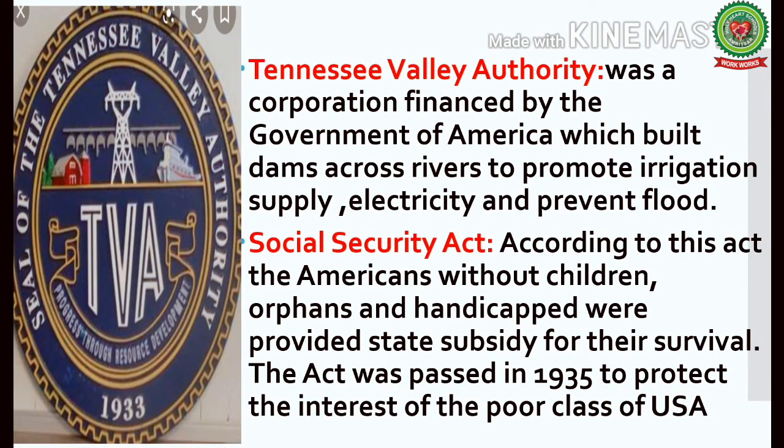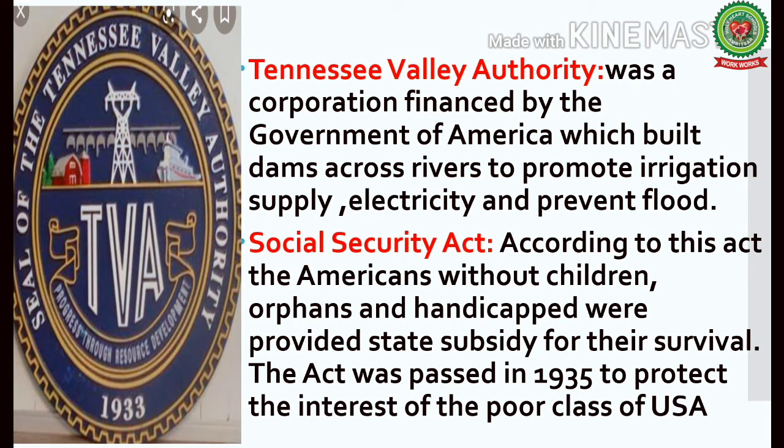The next term is Tennessee Valley Authority. It was a corporation financed by the government of America which built dams across rivers to promote irrigation supply, electricity and prevent flood. Basically, this was built by the government of America in order to give employment to the poor Americans so that the economy of America could recover.